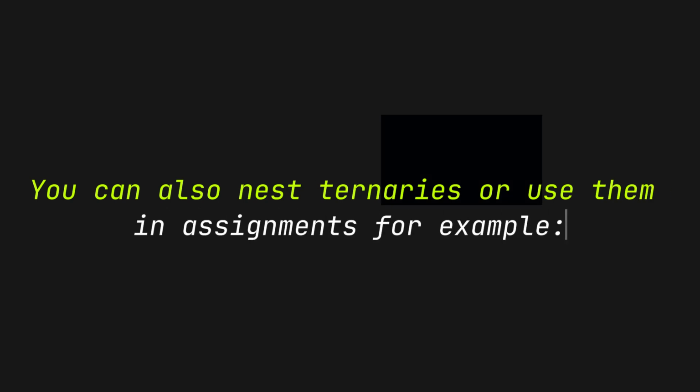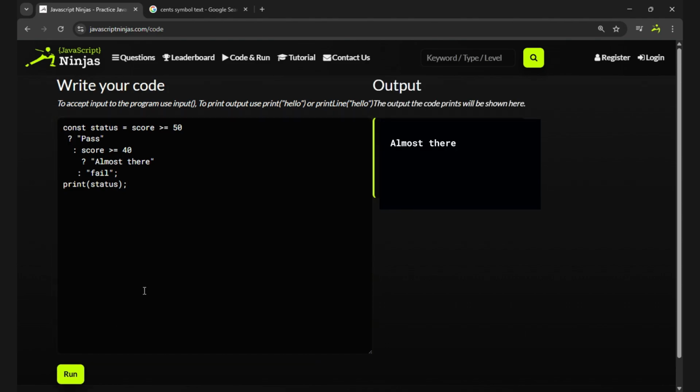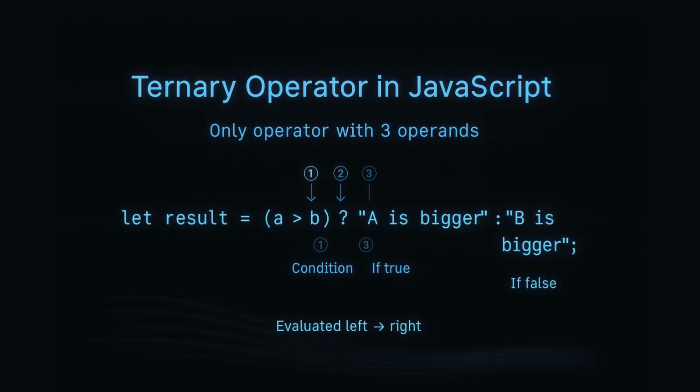You can also nest ternaries or use them in assignments. For example, const status = score >= 50 ? "pass" : score >= 40 ? "almost there" : "fail". Print status. This works exactly like an if-else chain. Ternary is the only operator with three operands and is evaluated left to right.